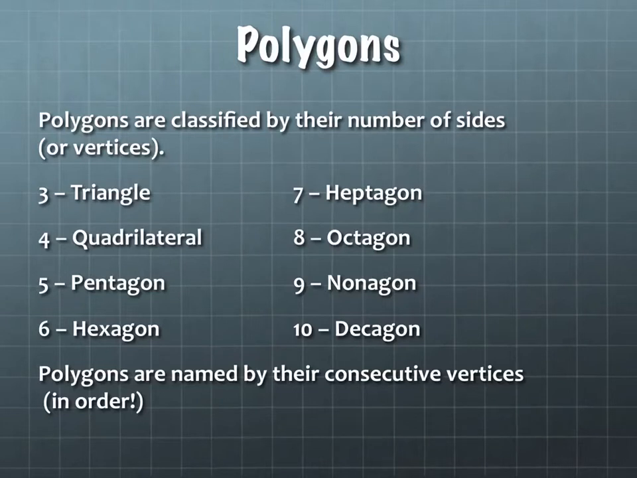So we have a triangle, it's a 3-sided shape. A quadrilateral is a 4-sided shape. A pentagon is a 5-sided shape. Hexagon has 6. Heptagon is one that we don't hear used very frequently, so that might not be one that's super familiar to you, but it's heptagon. 8, octagon. You see those all the time, right? Your stop signs. 9 is a nonagon. And 10 is a decagon.